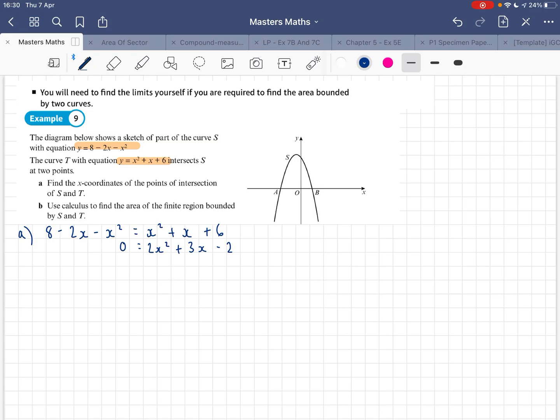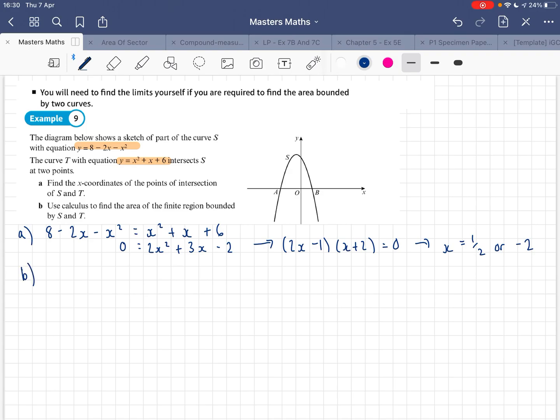That will factorize. I'm going to skip the whole steps of that because you should know how to factorize or use the formula or however you want to solve that quadratic. I'm going to do it by factorizing. I get 2x minus 1, x plus 2 is equal to 0. So x is either a half or negative 2. Those are my limits for my integral.